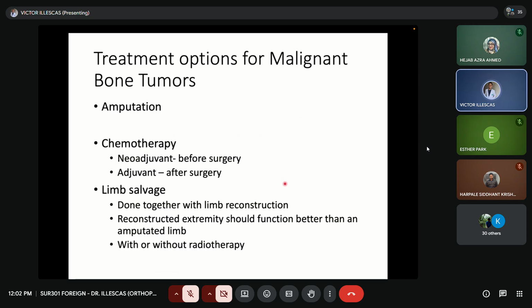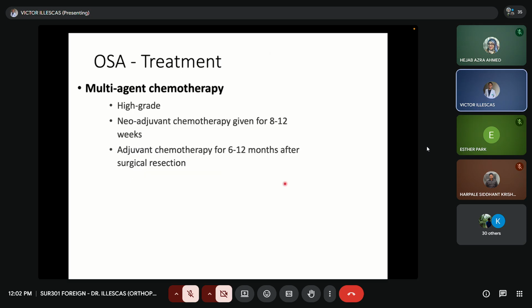No? So you can first subject the patient to neoadjuvant chemotherapy, see if the tumor will respond, and if the tumor will respond, you can do your wide excision of the tumor. And then afterwards, give the patient an adjuvant chemotherapy. Along with the wide excision of the tumor, you can do some limb salvage procedures. Okay?